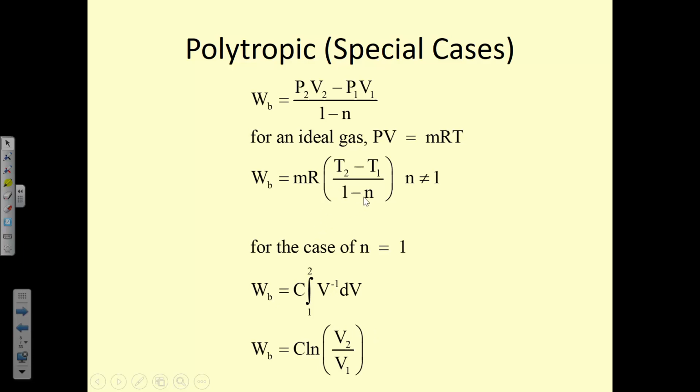So for an ideal gas, PV is equal to mRT. So this looks similar to the equation that we had previously, PV to the minus n is equal to mRT. So in this case, n is just equal to 1, or if we rearrange that. So as we put this into the equation and calculate the boundary work for an ideal gas, then we come up with this relationship here, where the constant is equal to the ideal gas combination of properties.